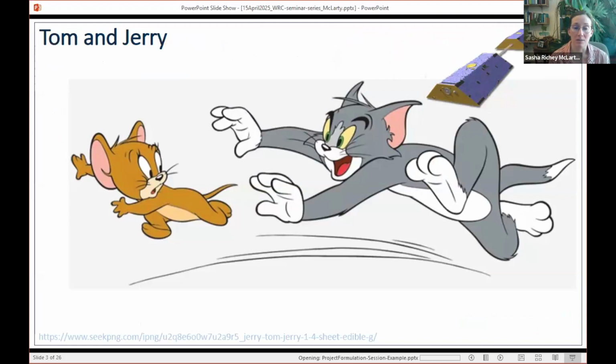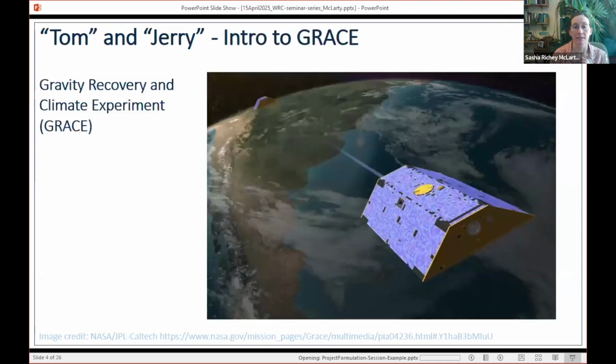GRACE is unique in Earth observing satellites in that it's actually a pair of satellites that orbit the Earth together, chasing each other around as Tom and Jerry, and the two satellites are nicknamed Tom and Jerry. The actual physical satellites themselves are about the size of a minivan, and they're spaced apart about 250 kilometers. And the actual observation, you can kind of see this visualization, is just the distance between the two satellites. So again, GRACE stands for Gravity Recovery and Climate Experiment.